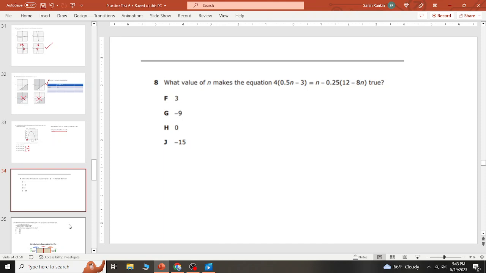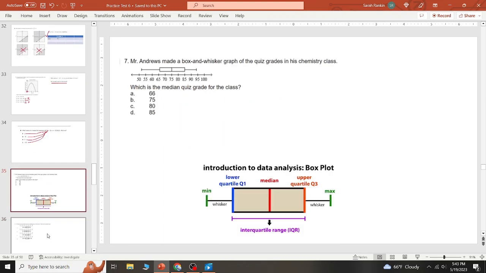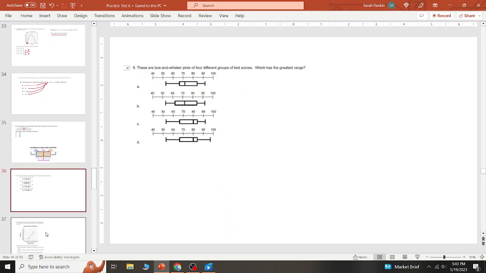What value then makes, okay, this is simply, the easiest thing to me would be just plug 3 in for n, -9 in for n, 0, and see which one works. Another box and whisker, what's the median? Remember the median's the middle one, so the middle one would be 75. Remember the first quartile, third quartile, this middle one is your median. So 75 would be our answer.